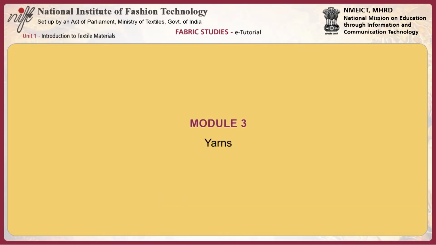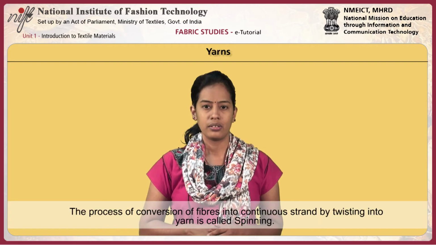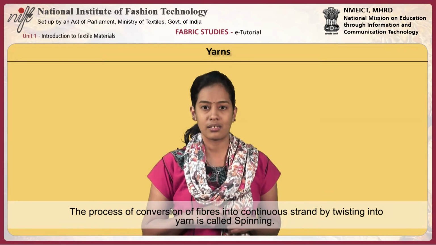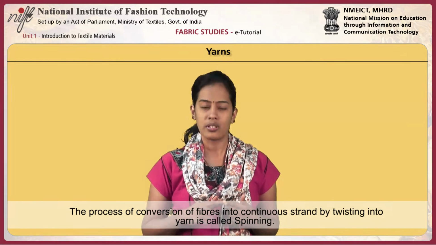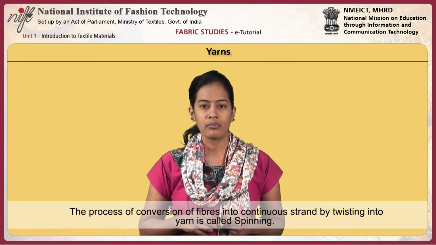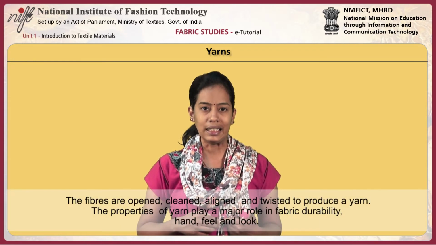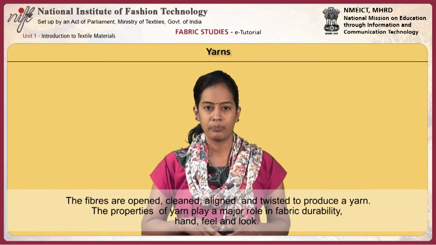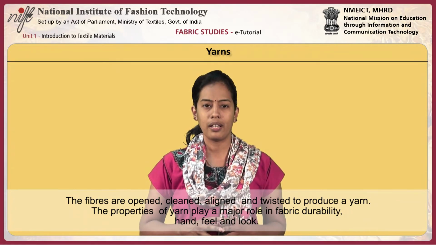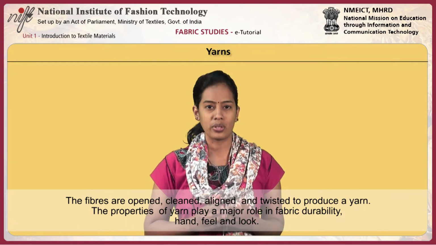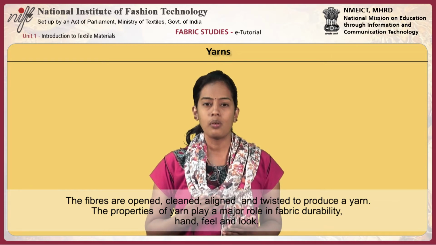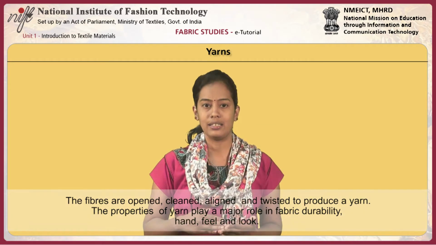Now that we have seen textile fibers, we move on to yarns and their types. The process of conversion of fibers into continuous strand by twisting into yarn is called spinning. Fibers are opened, cleaned, aligned and twisted to produce a yarn. The properties of yarn play a major role in fabric durability, hand, feel and look. We will now look at various kinds of yarn.